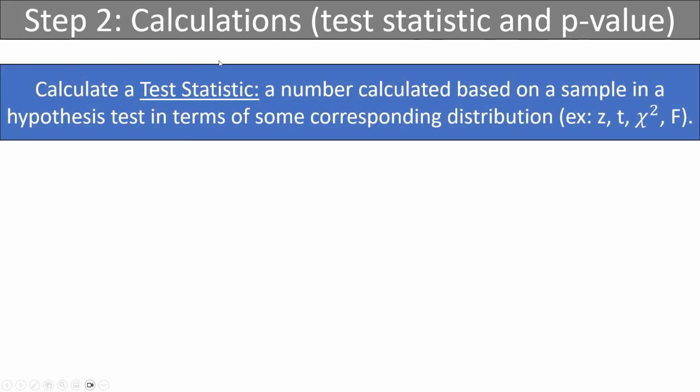First, you will calculate a test statistic, which is a number calculated based on a sample in a hypothesis test in terms of some corresponding distribution, such as the z distribution, t distribution, or later we'll use chi-square and the f distributions, which you may not be familiar with quite yet.